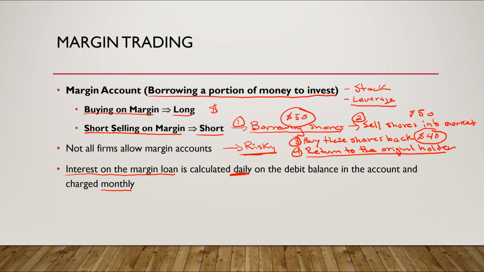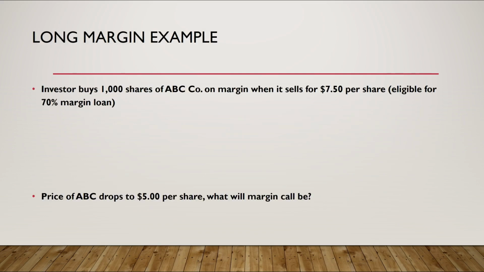Okay, but let's move on, and we're going to look at some different calculations, a walkthrough of an example of a long position. So in this example here, we have a long margin example. The investor is going to buy 1,000 shares of ABC on margin. Okay, and currently right now, the shares of ABC are selling for $7.50 per share. And here, this security is eligible for a 70% margin loan.